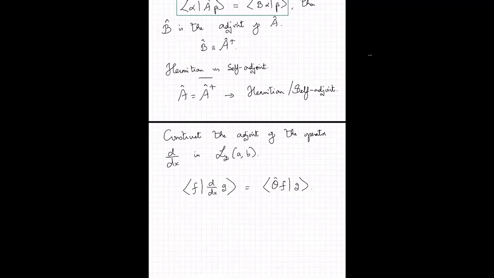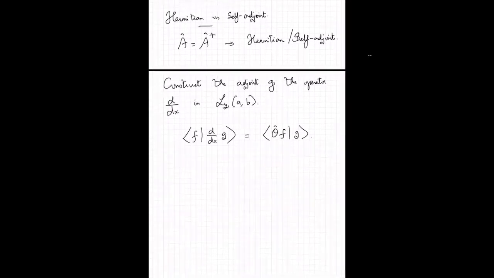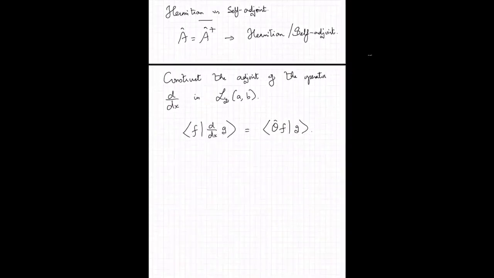Okay, let's actually do the calculation. So let's compute the left-hand side of this. Our job is to understand what O is, or if there is an O such that this equation is valid. All right. So remember the definition of inner product in function space.